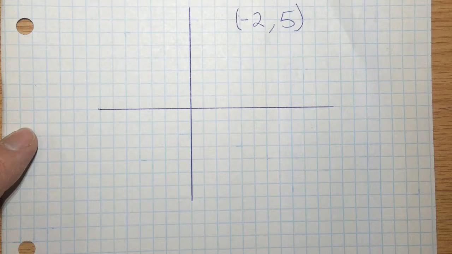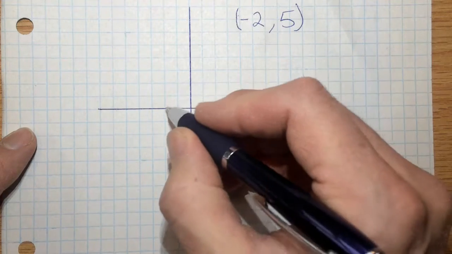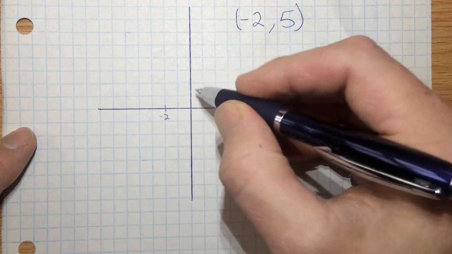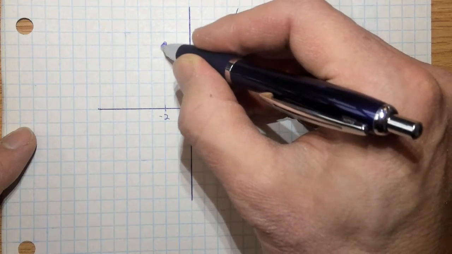Looking to find all 6 trig functions for an angle if you're given a point, this is how you would proceed. The point that we're interested in here is (-2, 5). So that means we're going to go back 2 units and then up 5 units. 1, 2, 3, 4, 5. All right, so we're going to that point right there.